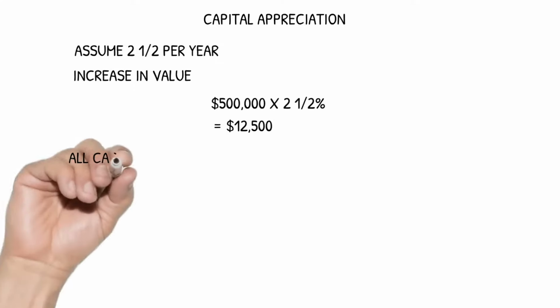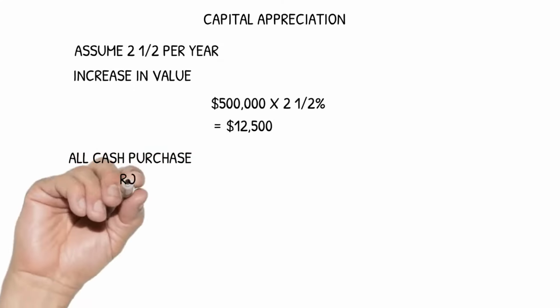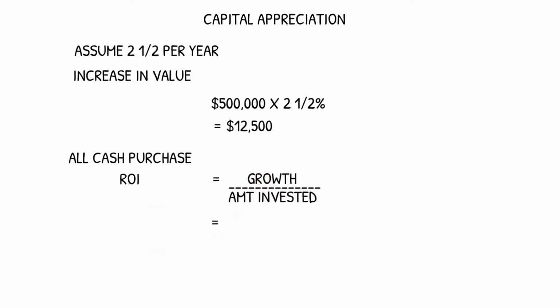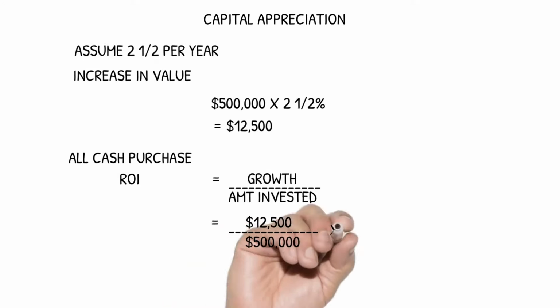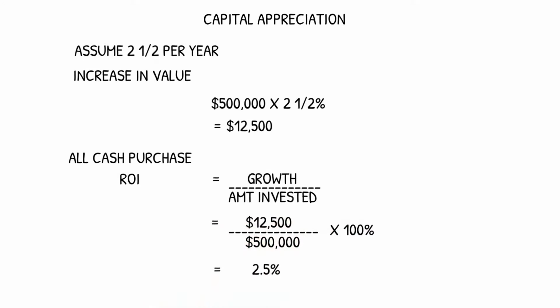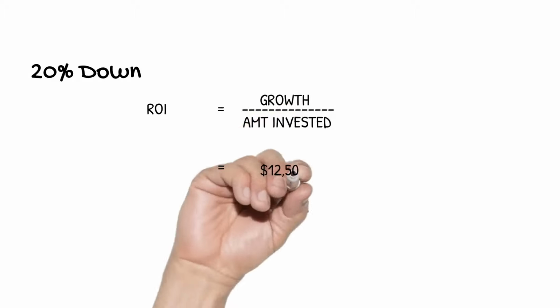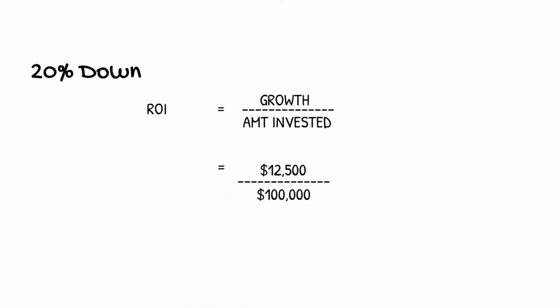That's an increase in your net worth. That's money to you. So if we took an all-cash purchase, we're going to take a look at the growth divided by the amount invested. The growth is $12,500. Amount invested is $500,000 multiplied by 100%, and we get our 2.5%. That's what our growth is based on that 2.5% that we stated. Now let's look 20% down. The $12,500 stays constant, but now the amount we invested is $100,000. If we take $12,500, divide by $100,000, multiply by 100%, we get 12.5%. So it's grown from 2.5 to 12.5.